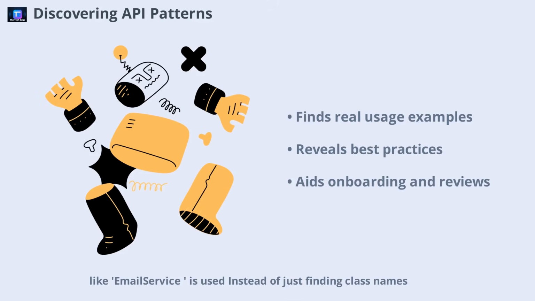Instead of just finding class names, DeepContext returns actual usage contexts, including surrounding code. This helps your AI assistant learn your team's best practices, error handling, and retry logic directly from real implementations, making it a powerful tool for onboarding and code reviews.